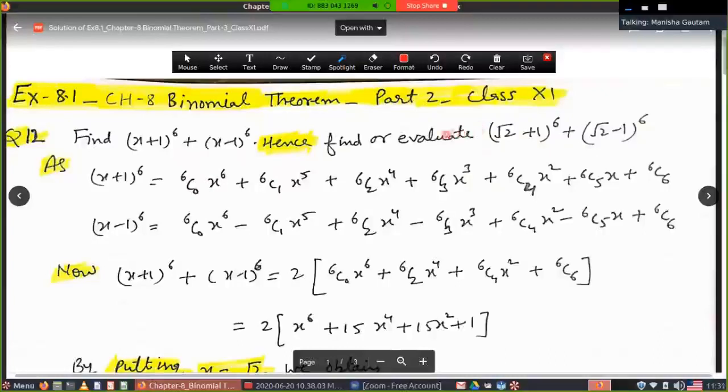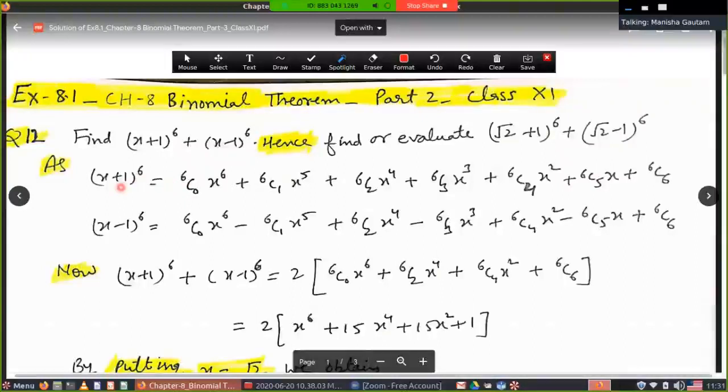It's clear now? It means first of all, I have to expand x plus 1 whole power 6 plus x minus 1 whole power 6. And then by using the result of this, I have to find the result of root 2 plus 1 whole power 6 plus root 2 minus 1 whole power 6. Here, two expansions are written. We will solve them one by one. First expansion is x plus 1 whole power 6, then the second expansion, x minus 1 whole power 6, and add them.